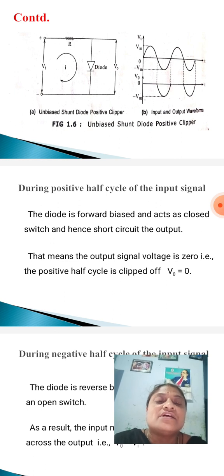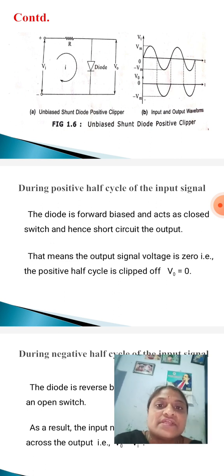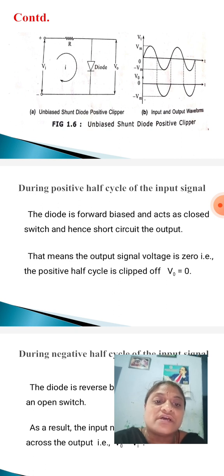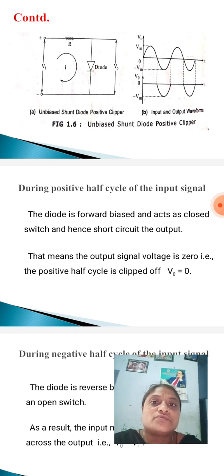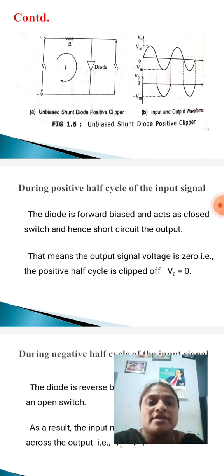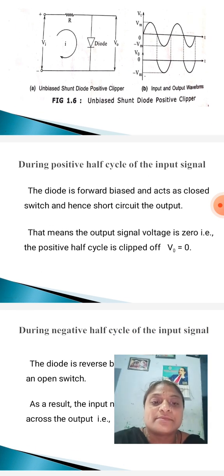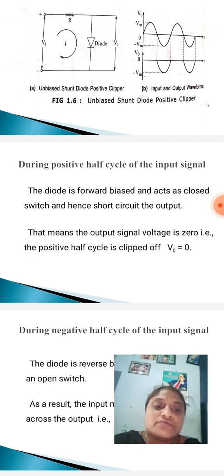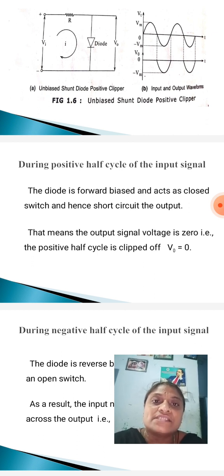See this figure during the positive half cycle of the input signal. Here the diode is forward biased. Forward bias means positive: the anode of the diode is connected to the positive terminal of the input voltage, and the cathode of the diode is connected to the negative terminal. Positive is connected to positive and negative to negative. This connection is called forward bias connection.